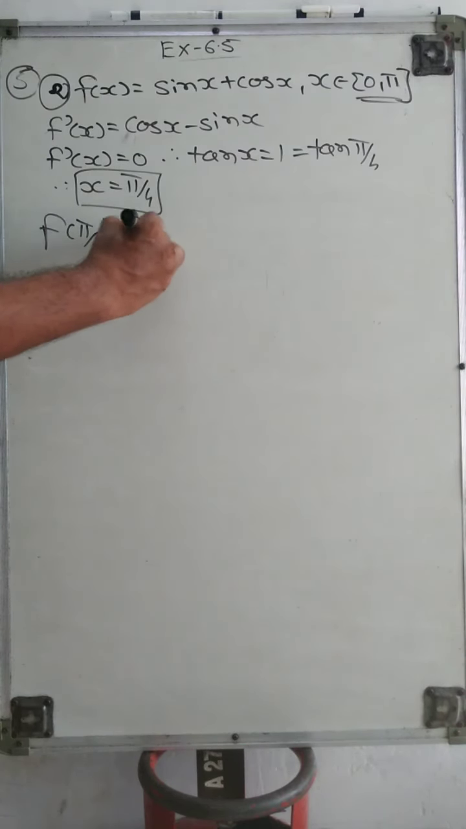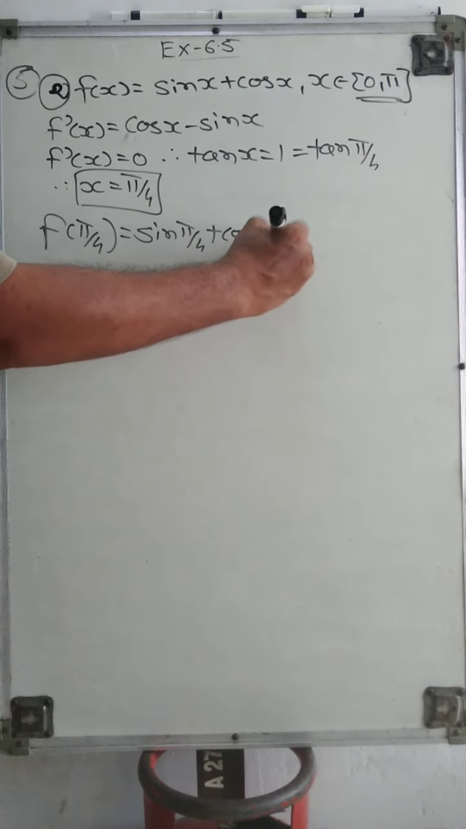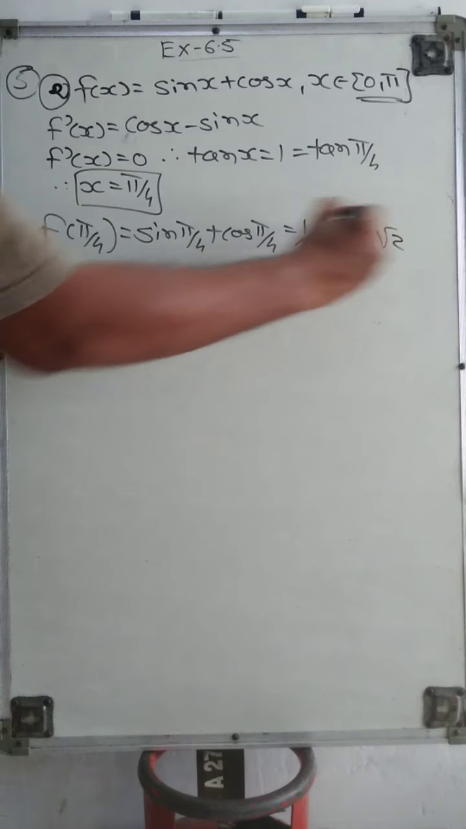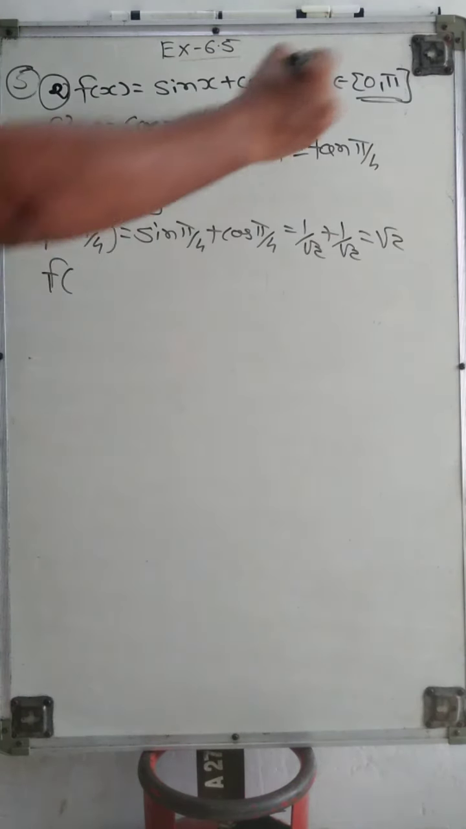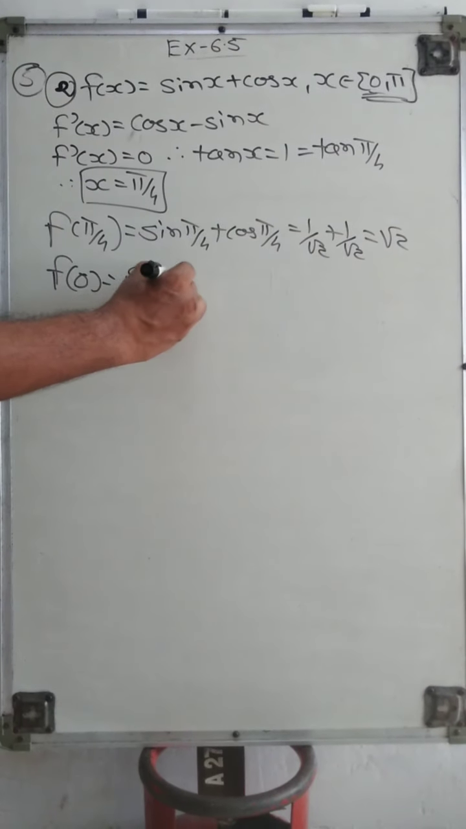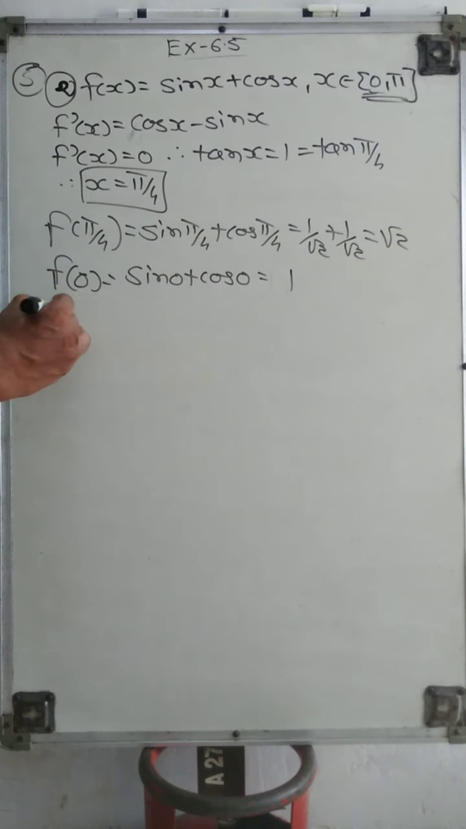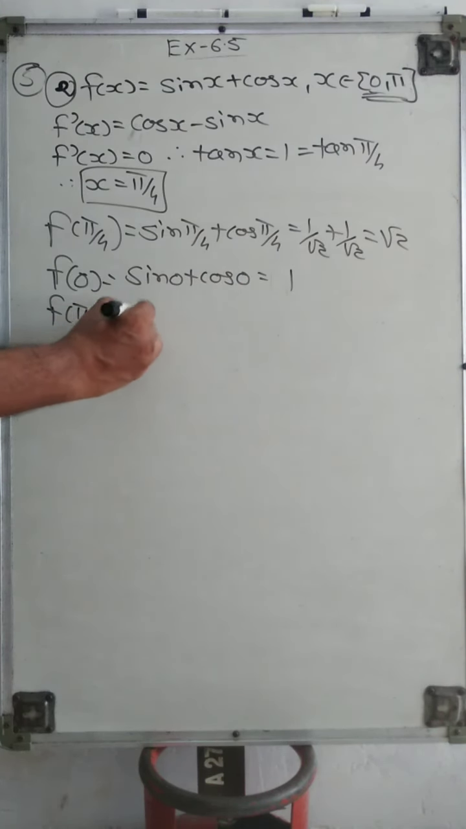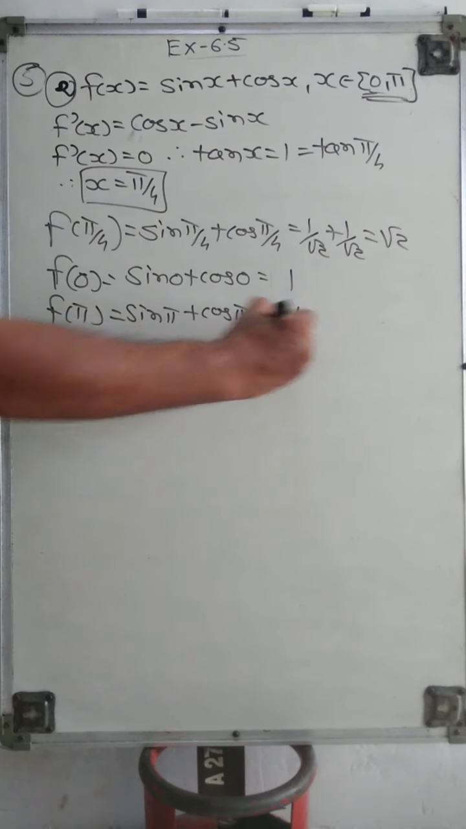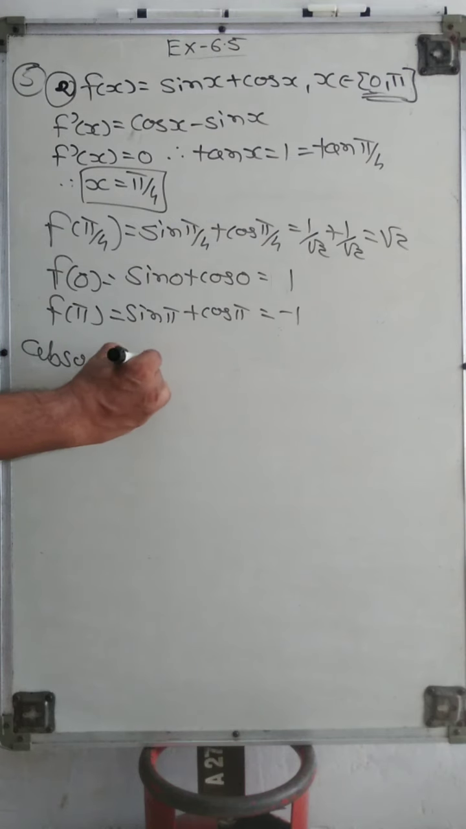It is sin pi by 4 plus cos pi by 4. It is 1 upon root 2 plus 1 upon root 2. It is root 2. This is our first value. Then the second value, at 0, is sin 0 plus cos 0. It is 1. f(pi) is sin pi plus cos pi. It is -1.